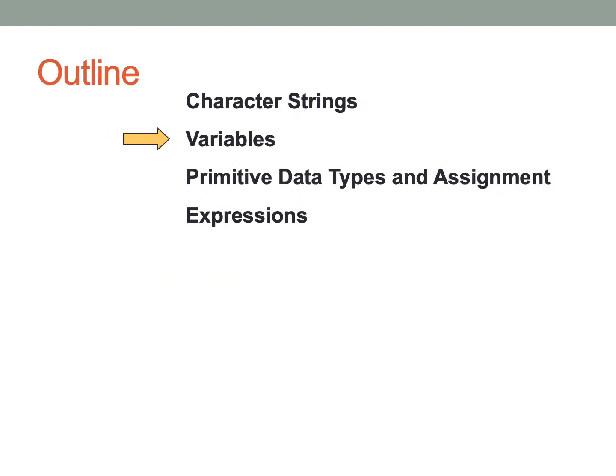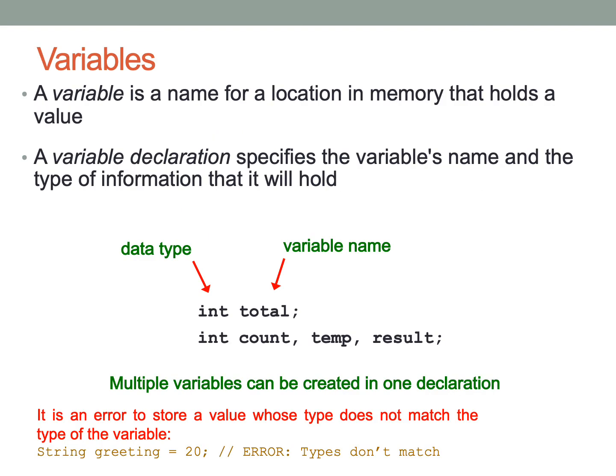Now let's look at variables. What is a variable? We have looked at it without knowing what it is in a few codes previously. A variable is a name for a location in memory that holds a value. A variable declaration specifies the variable's name and the type of information that it will hold. For example, int total. Int refers to the data type, which we are going to learn later on.